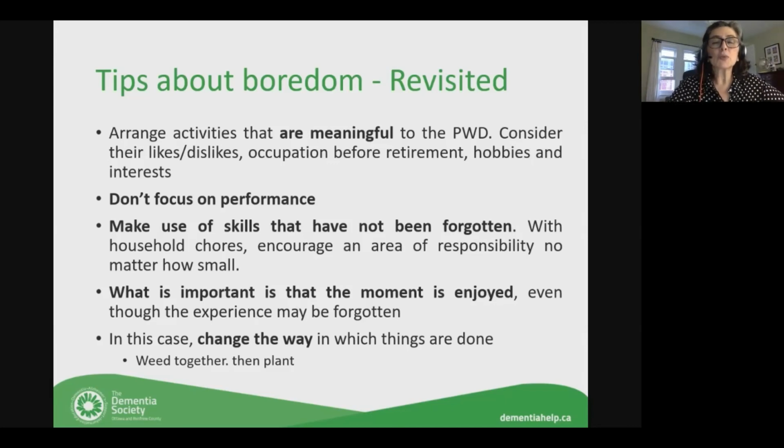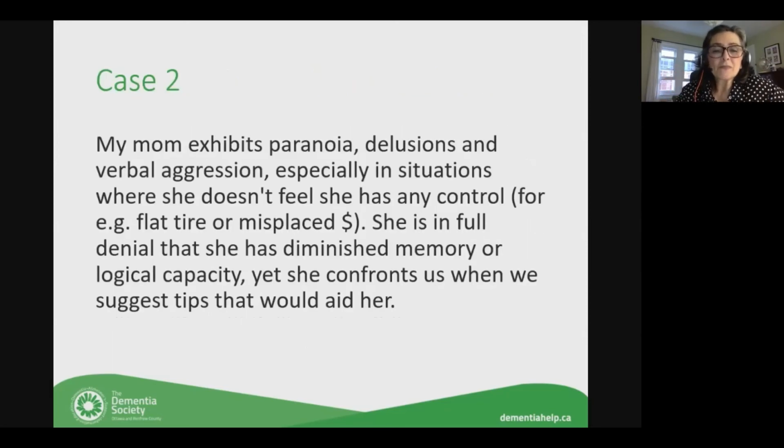So in this case, what about changing the way that things are done? He enjoys weeding, so weed together first and then plant and walk away so that he's not left in the flower bed later. So these are some ways in which we think, okay, that didn't quite go the right way. I thought I had an activity that he liked, but how did this not work? Well, maybe it's just a matter of rearranging things a little bit to avoid disaster.